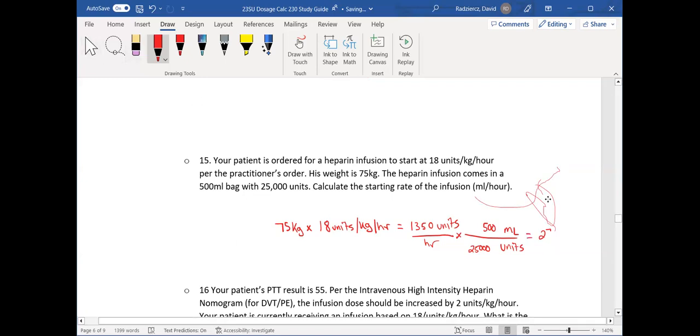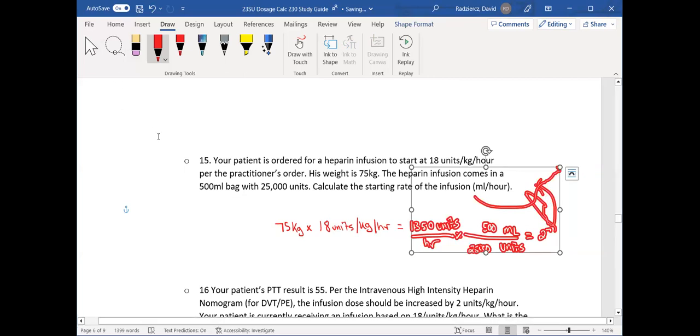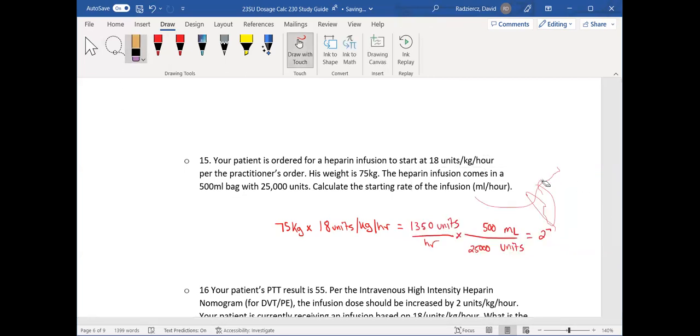Sorry about that. 27 milliliters per hour. Good.